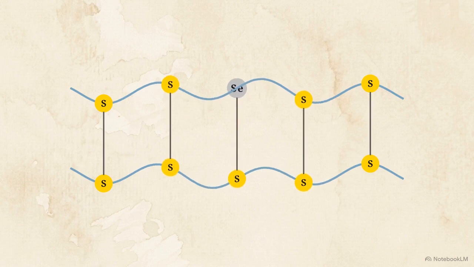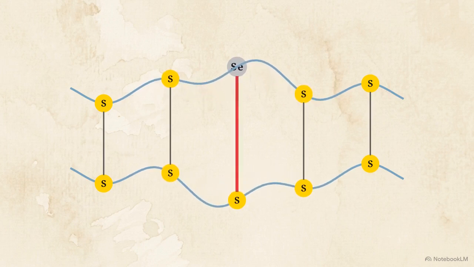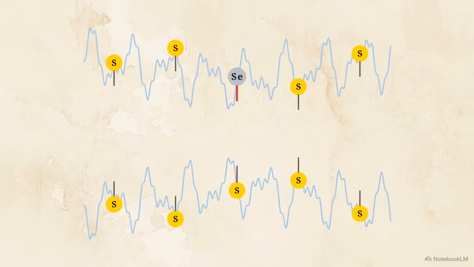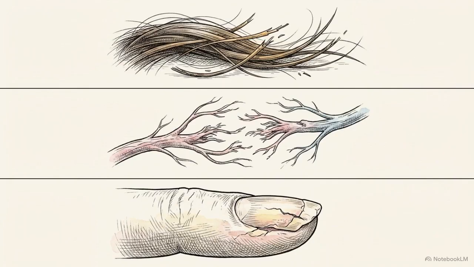This single atomic mistake warps the internal geometry of the tissue. Crucial disulfide bonds destabilize, causing patients to experience progressive patchy hair loss, severe neurotoxicity, and structural nail shedding.